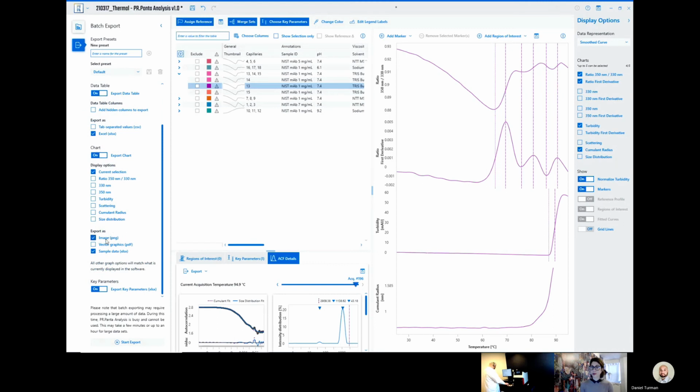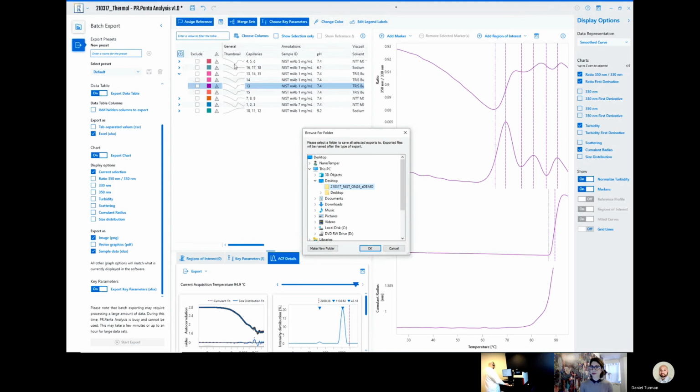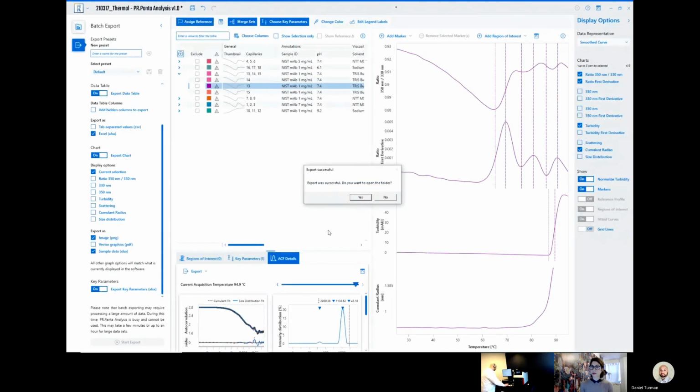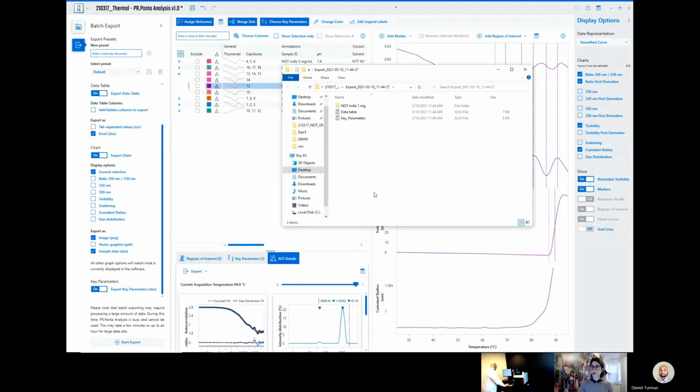It's going to be a PNG and in XLSX format. Key parameters will be exported. So this has infinite possibilities in how you can go about doing your export. It's really quick. Ask if you would like to look at it. So let's have a look at the sample.